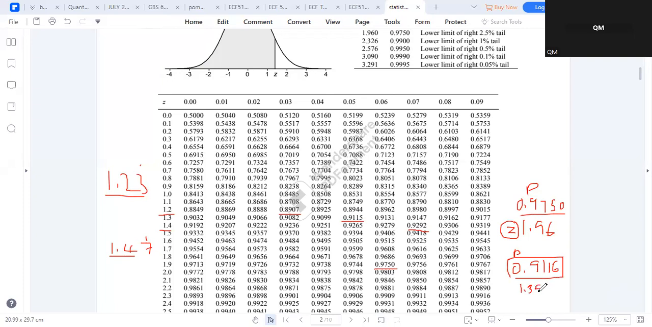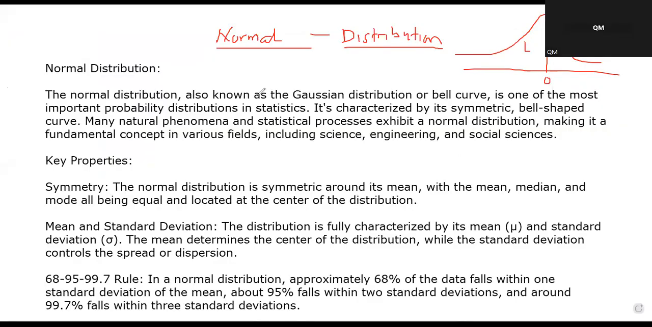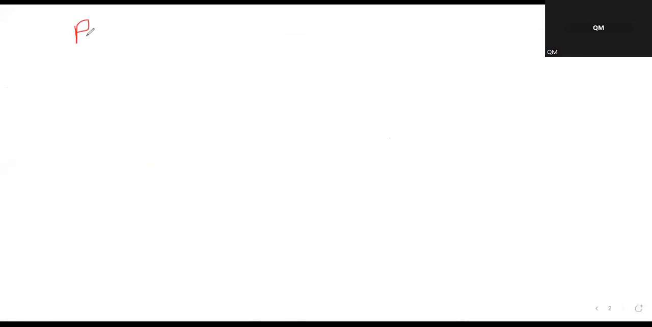Are we following? Because this is very key, understanding how to read the table from inside to outside. Those that have just joined us now, we're learning how to read this so-called Z table. We talked about the key properties. Can you remember quickly what are the properties of the normal distribution?